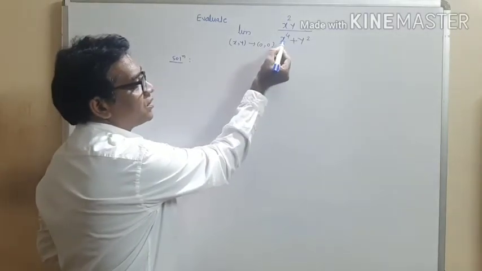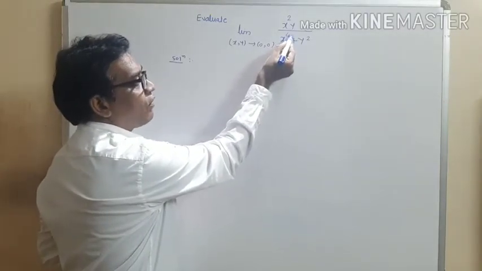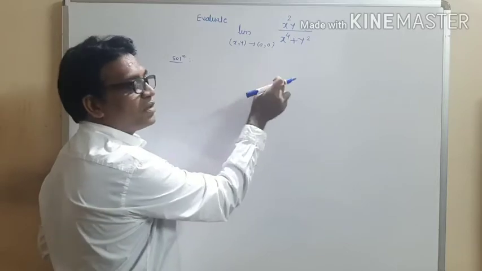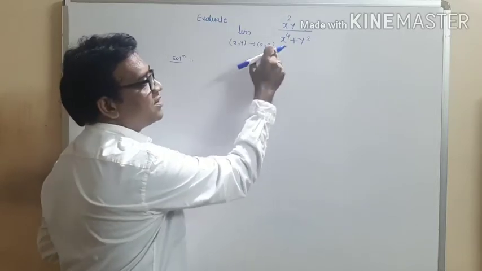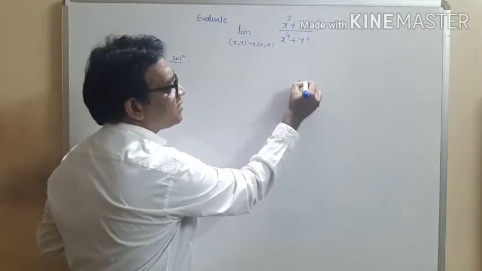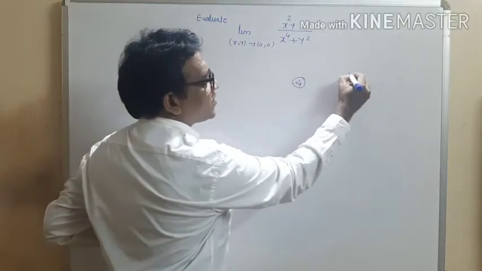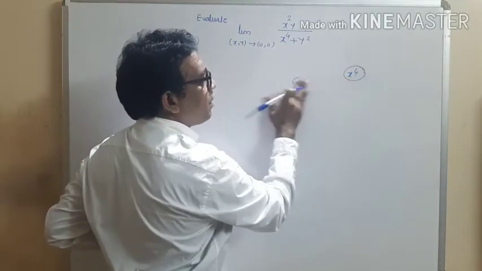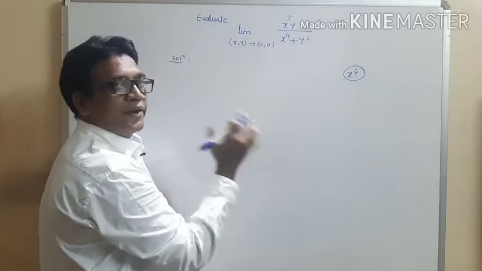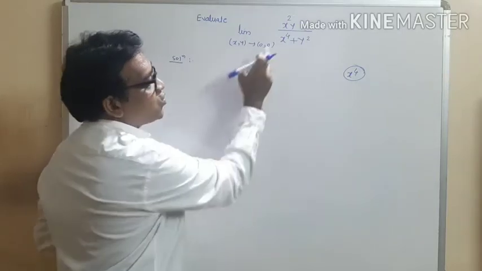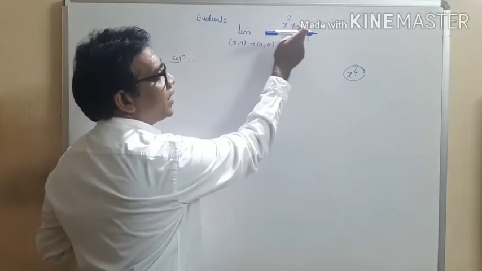Now find out the maximum power for x in denominator. What is the maximum power for x in denominator? 4 is the maximum power. X raised to 4 is the maximum power for x in denominator. So adjust this x raised to 4 in numerator.